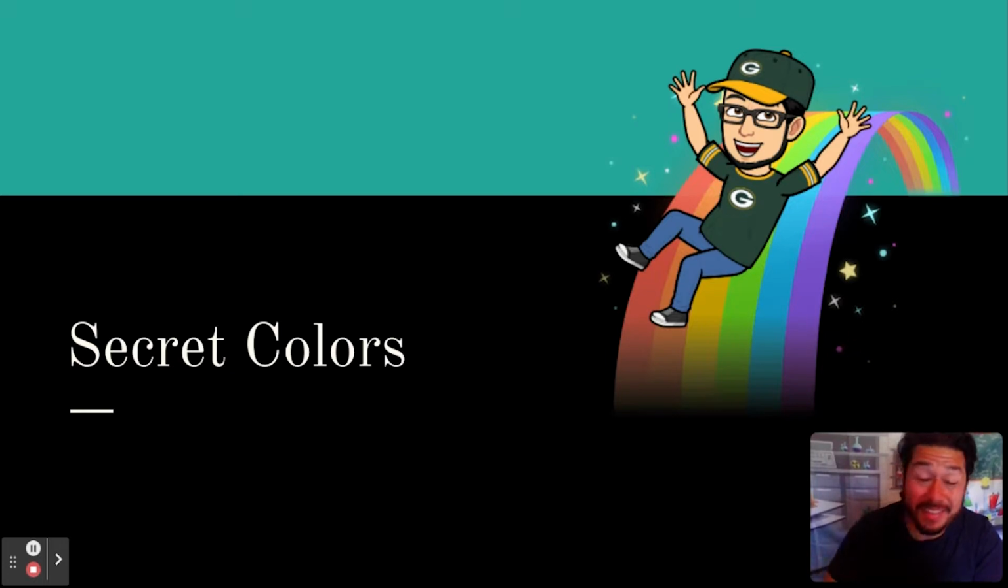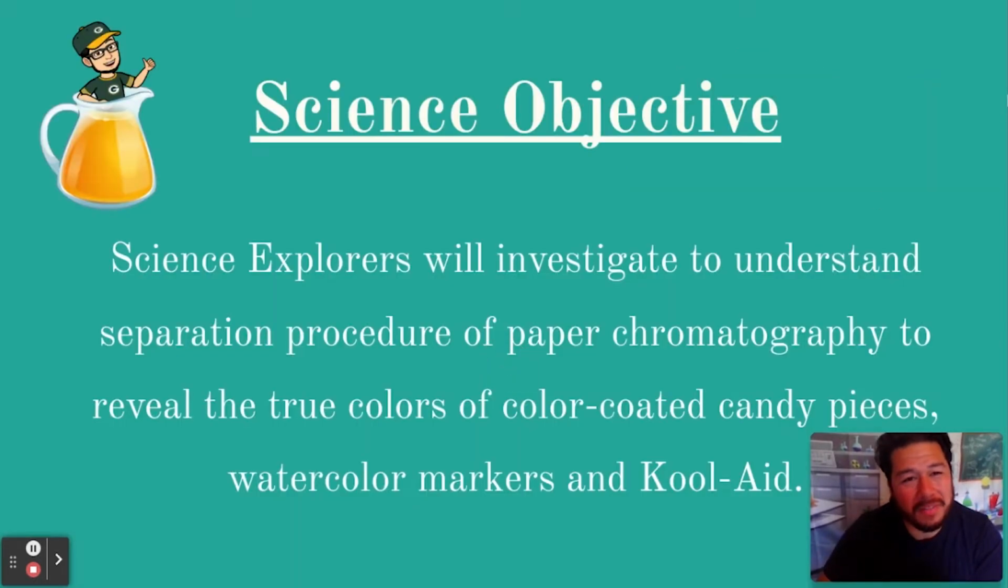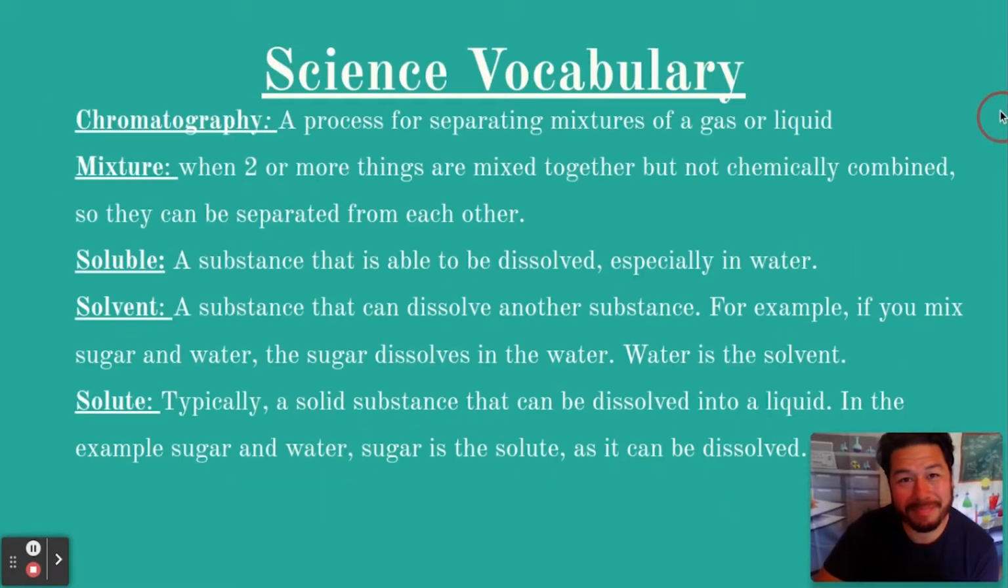Today's lesson is secret colors. Our objective today: Science Explorers will investigate to understand the separation procedure of paper chromatography to reveal the true colors of color-coded candy pieces, watercolor markers, and Kool-Aid.